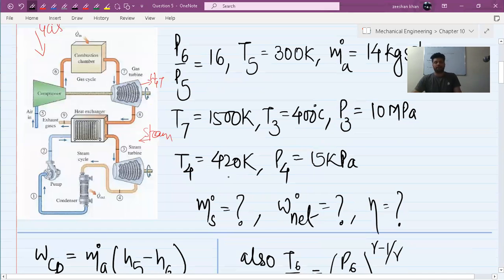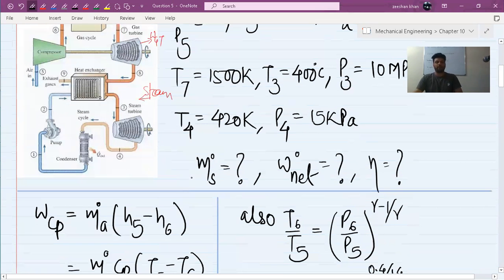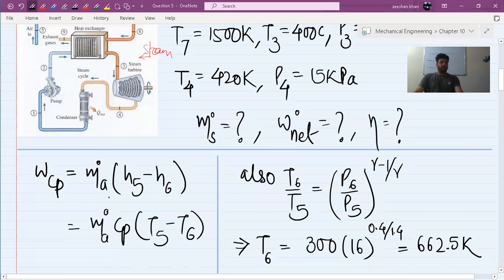T4, the exhaust temperature of the steam from the turbine, is 420 Kelvin, and P4 is 15 kilopascals. We have to find the mass flow rate of the steam, the net amount of work done, and the efficiency of the cycle. Again, for the compressor work, I've already explained that you are going to ignore the kinetic energy changes and the potential energy changes.